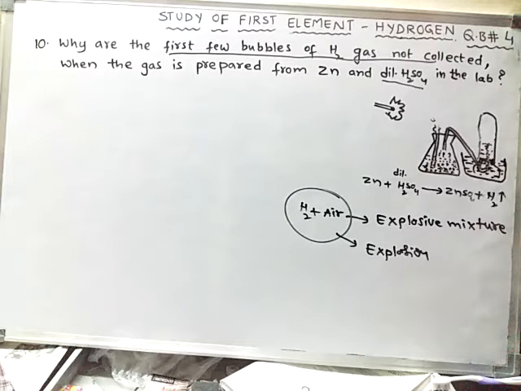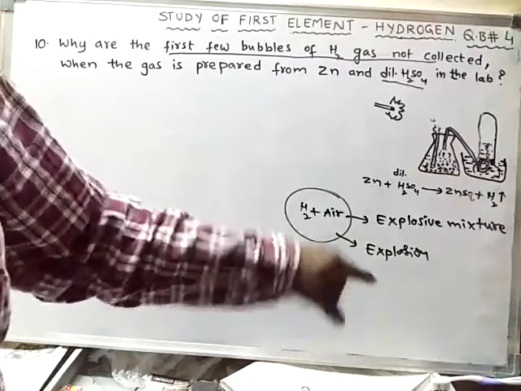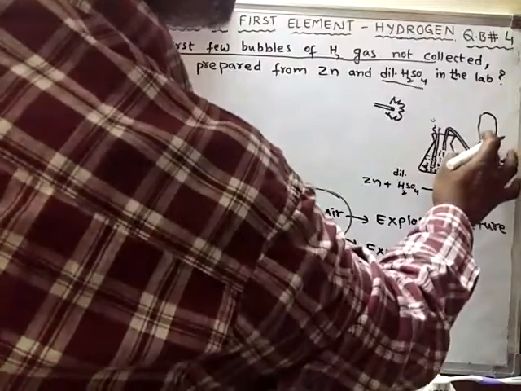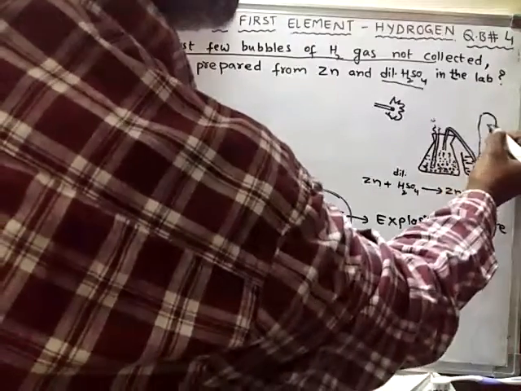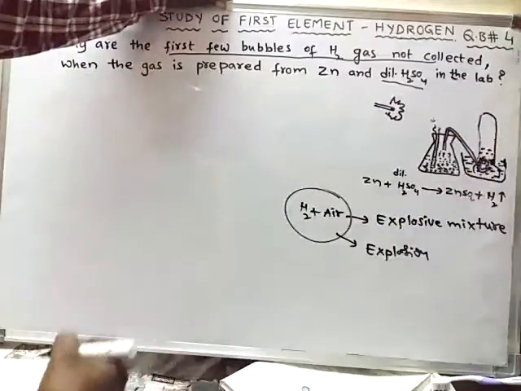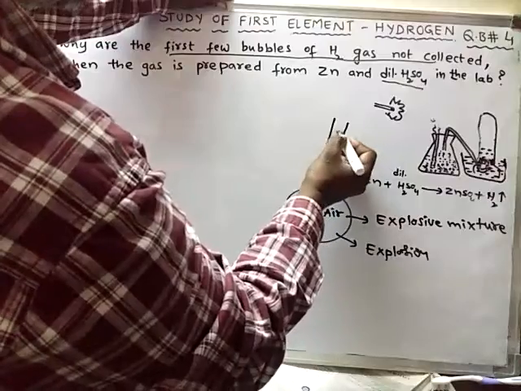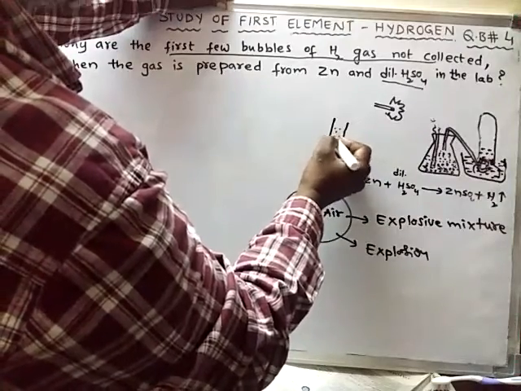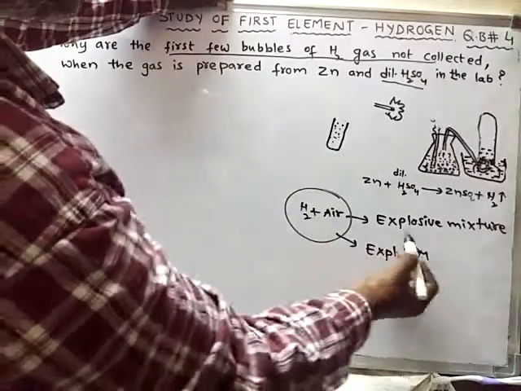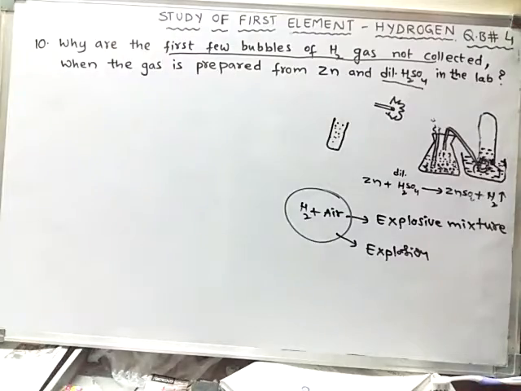Okay, so that is why the first few bubbles of hydrogen are not collected in the jar. Suppose the jar is having hydrogen, and along with hydrogen, air is also present. After the jar is taken out, it contains hydrogen as well as air. A hydrogen and air mixture is nothing but an explosive mixture, so there is a chance of explosion.